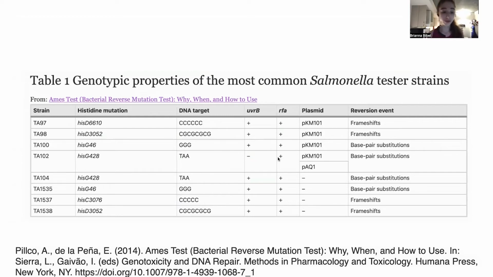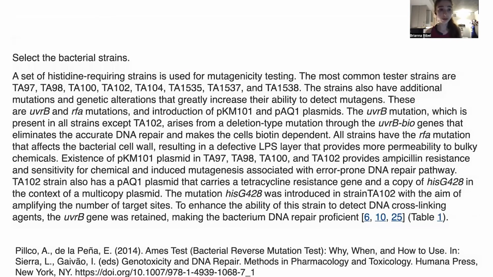So what else is special about these cells? I took this information from a really great open access article that I'll share a link to. Let me just point out some important stuff about these most common tester strains. They have different features that make them more likely to take in chemicals, less likely to fix the mutations, as well as mutations that make them less harmful to you when you're working with them.